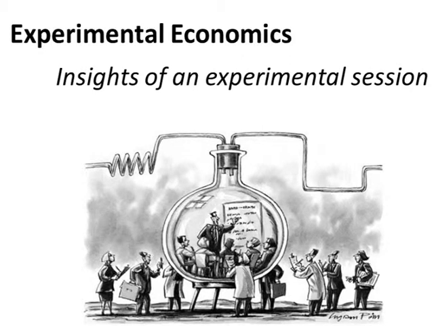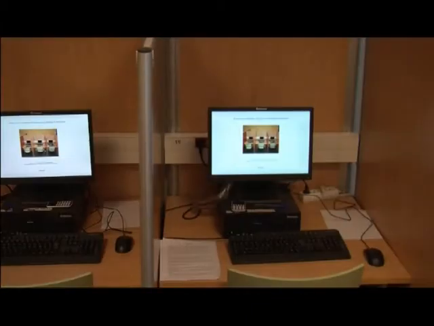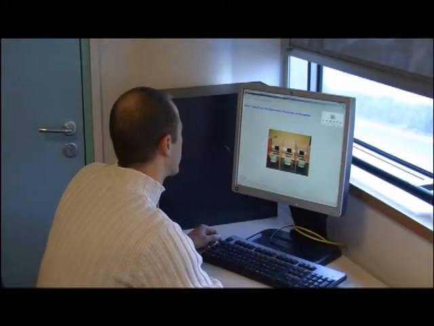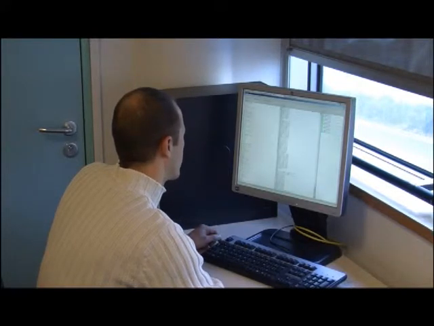What is a lab experiment in economics? Insights of an experimental session. In an experimental laboratory, there are several computers connected to a common server controlled by the experimenter.